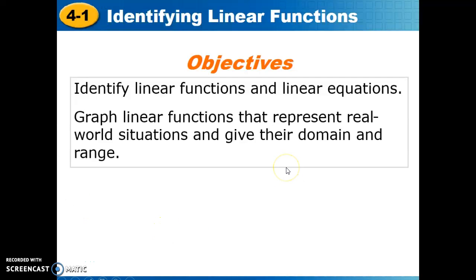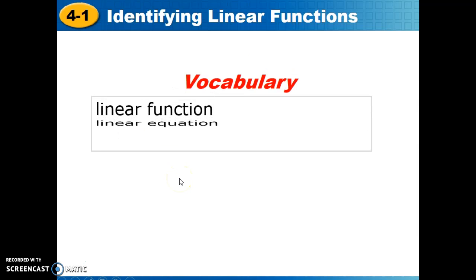Well, good morning. Today is the first day of Chapter 4, Lesson 1. We're going to learn to identify linear functions and linear equations. We're going to graph linear functions that represent real-world situations and give their domain and range, their input and output, their x and y values that make the function true.